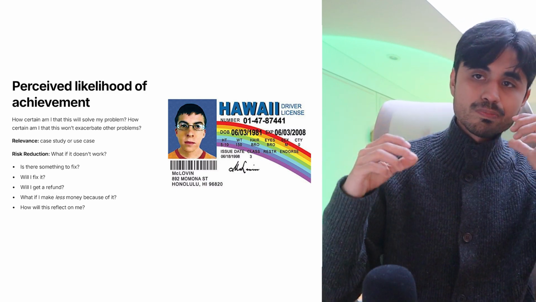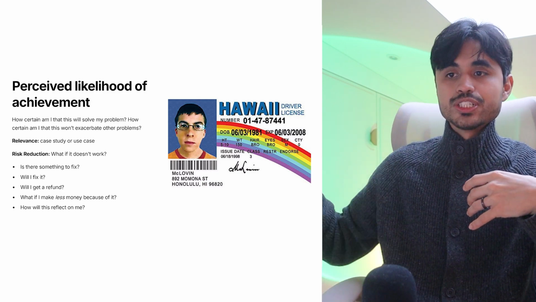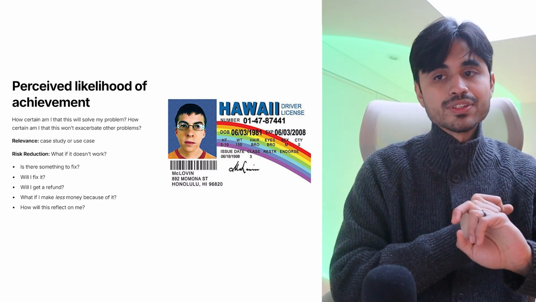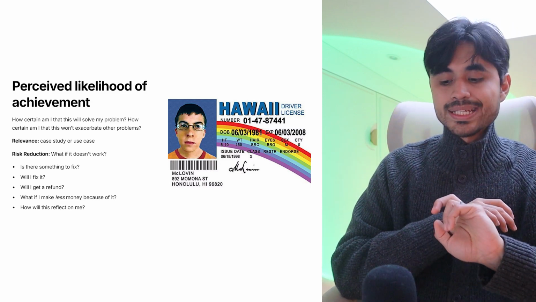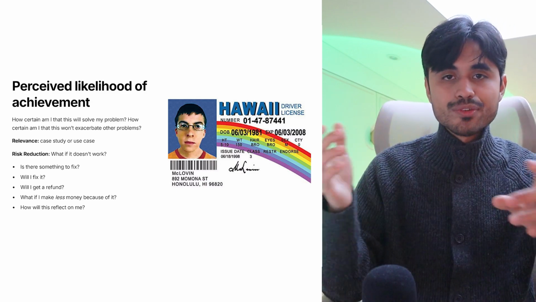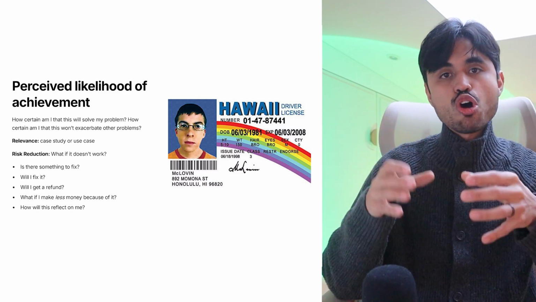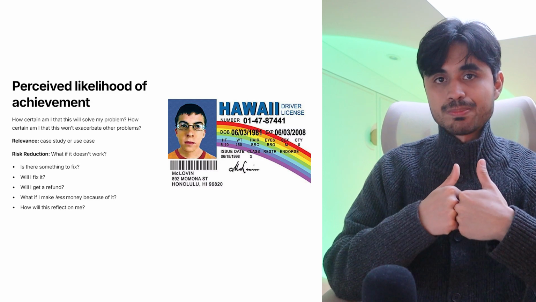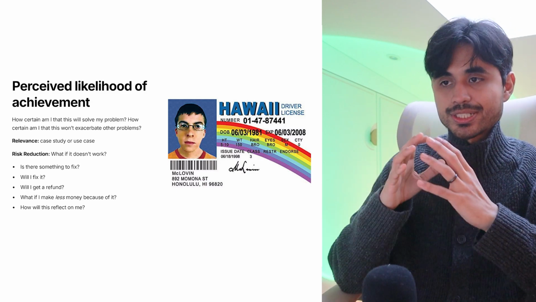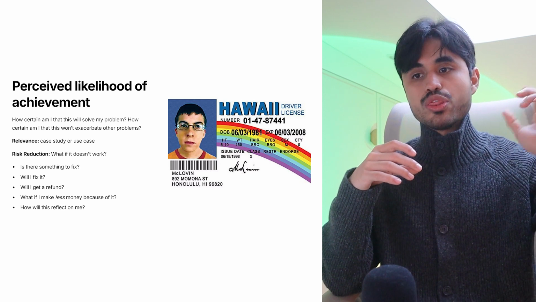So there are basically two levers to pull to increase the perceived likelihood of achievement. One is relevance, the other is risk reduction. Relevance can basically be split into two: case studies, who have you helped in a similar situation, and use cases. How does this make sense for my business in particular as a prospect? And then on the risk reduction side is, what if it doesn't work? How do you address those things?